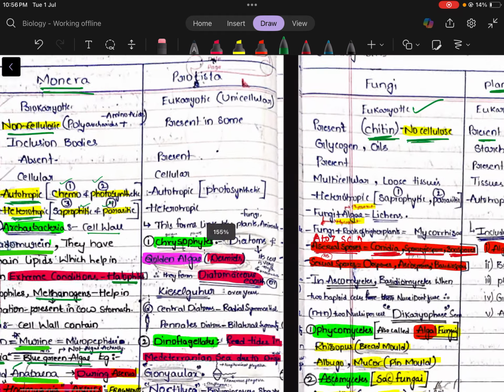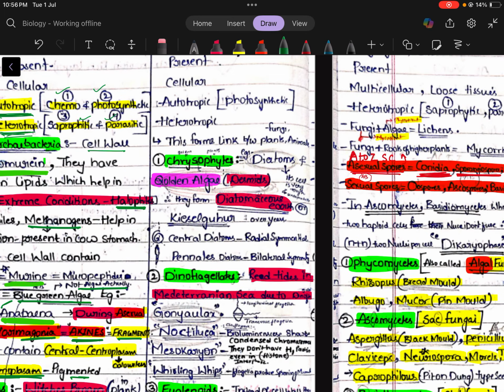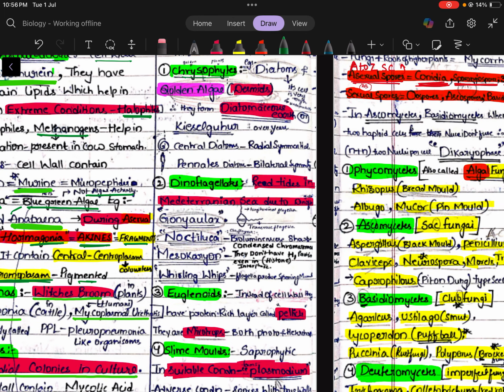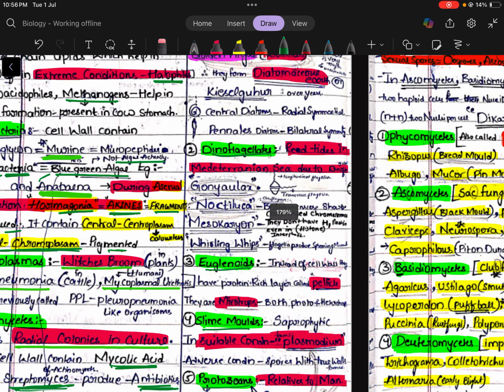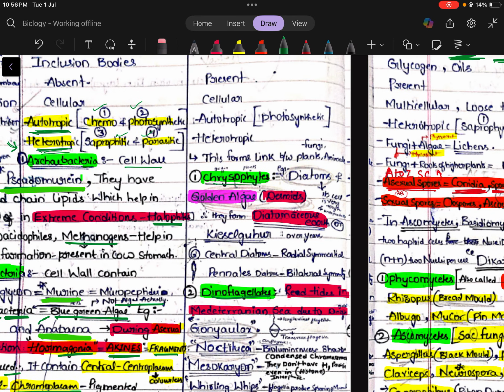So the second one, Protista, has some divisions called chrysophytes, dinoflagellates, euglenoids, slime molds, and protozoans. Here I have listed the important points of these subgroups. Chrysophytes include diatoms and desmids, which are also called golden algae. They form diatomaceous earth. Diatomaceous earth is formed after the death of these diatoms. It's also called kieselguhr.